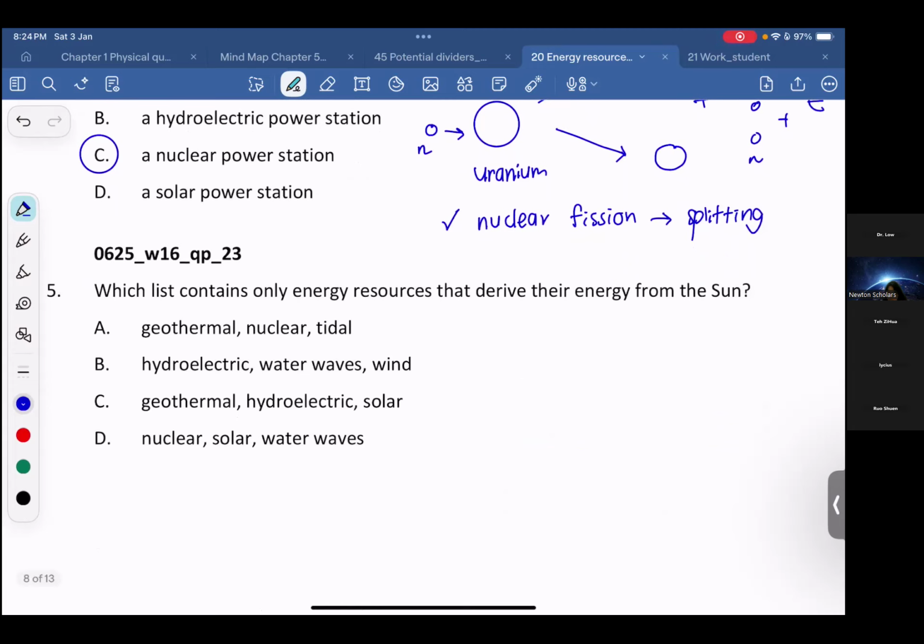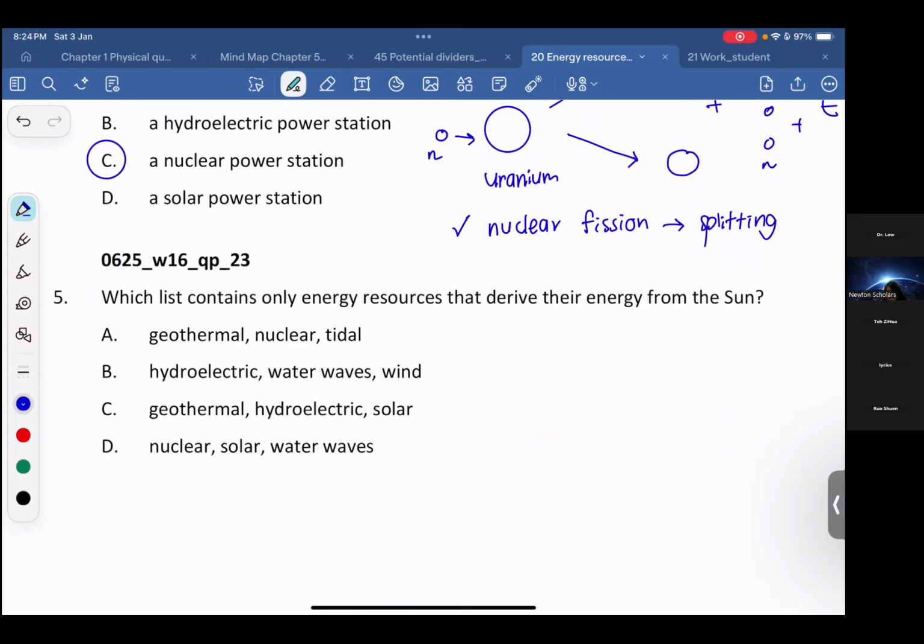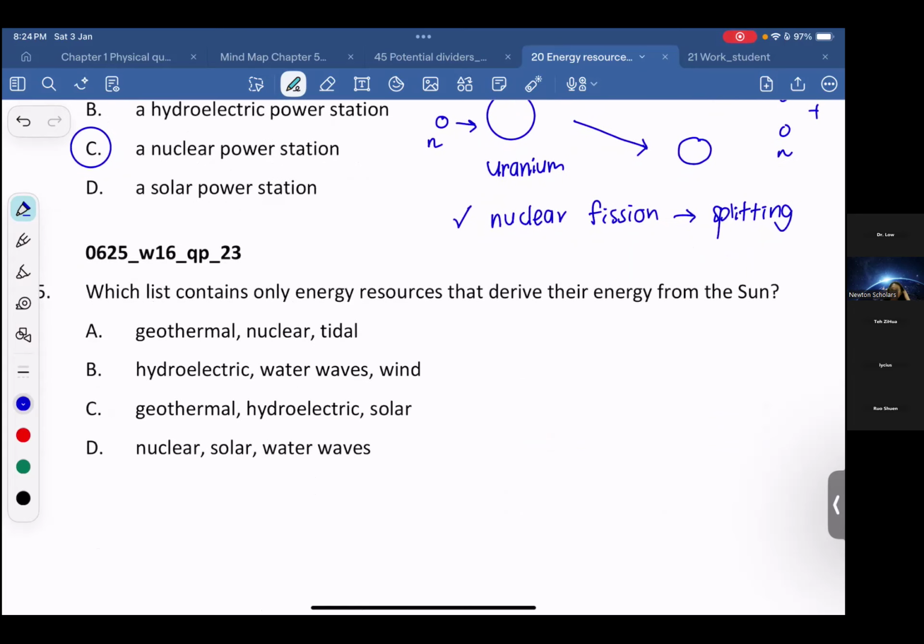Okay, here, which list contains only energy resources that derive their energy from the sun? Okay, try. Angeline, correct.